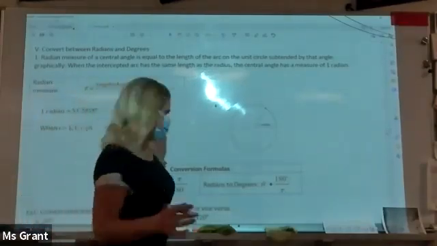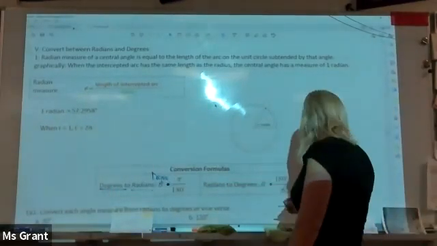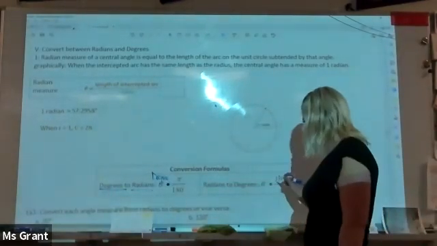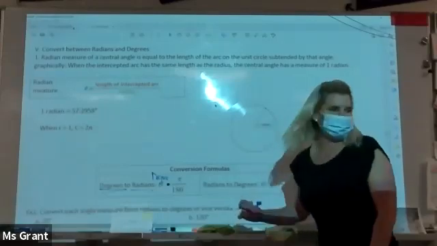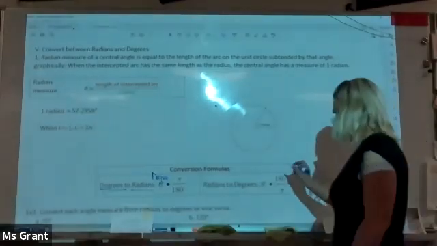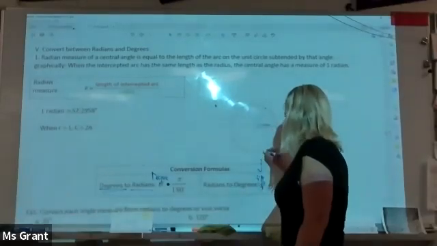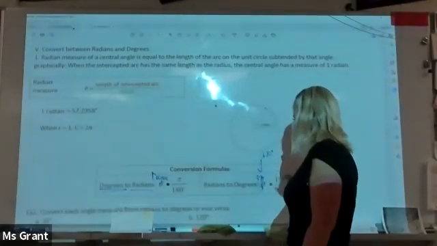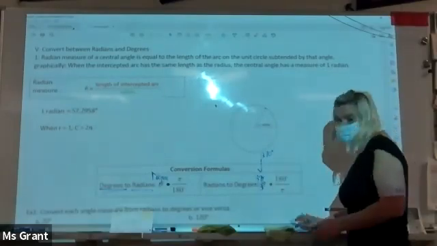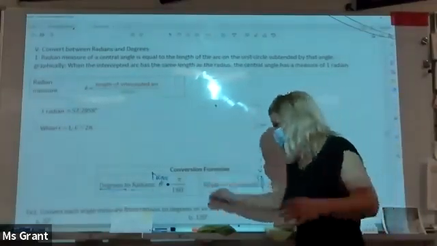If I know the radian, and the radian is going to be something like, I'll just pick one for you, 3 pi over 2. By the way, 3 pi over 2 is at 270 degrees. But here's what I want you to notice. How am I going to remember which one? Where's the numerator? Is it pi or is it 180?